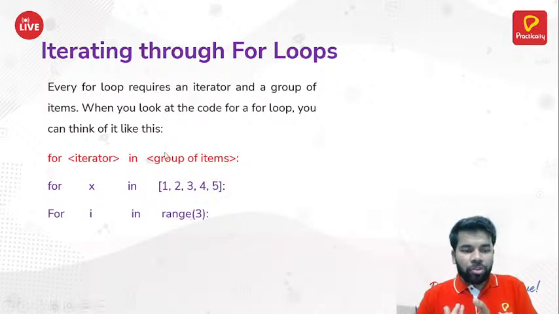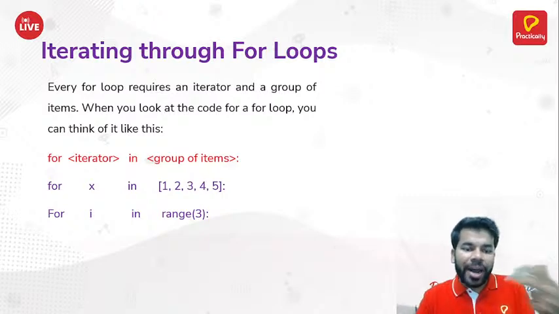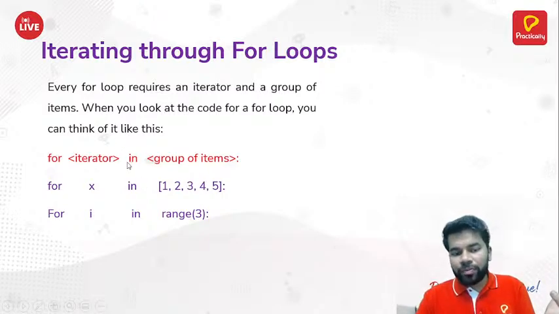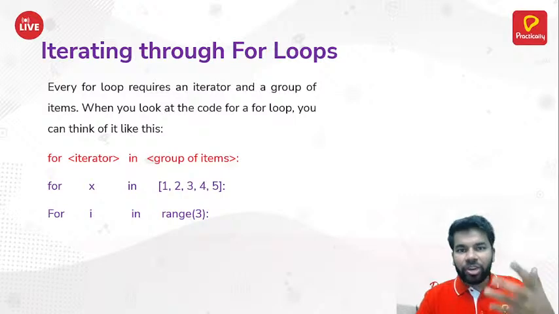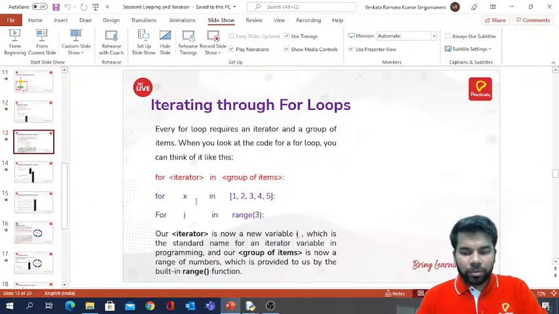Suppose this is the for and this is the iterator. In the iterator, we define whether it is X or I or anything. For is a keyword, in is a keyword. Here in the group of items, we can define a list, a range, a string, anything. So in this situation, this for loop is going to be executed. It iterates for the number of times, 10 times, 9 times, 3 times. You got it, Nataraj?